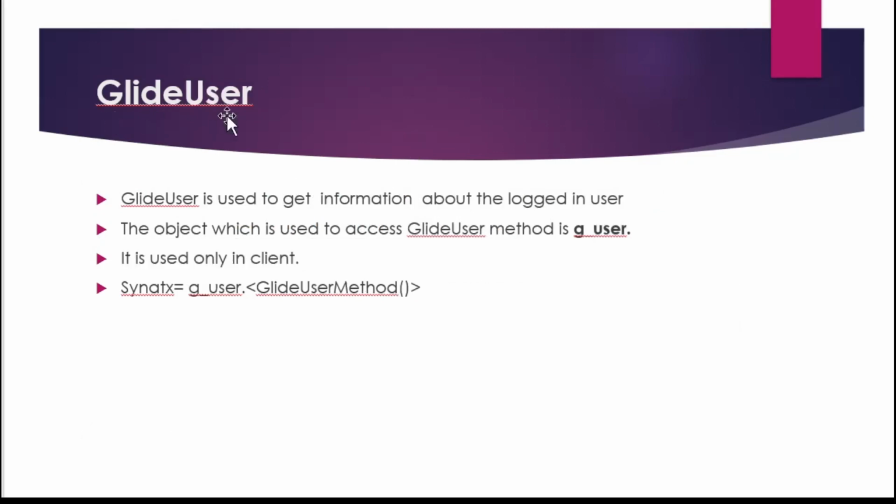Now next is GlideUser. GlideUser is used to get information about the logged-in user, like the full name, last name, user ID, or what the role is. You can use GlideUser and get that information. Which object do we use? g_user. It is also client side, and the syntax is g_user dot, and you can use methods here. So let's start and interact with GlideForm and GlideUser in the client script.